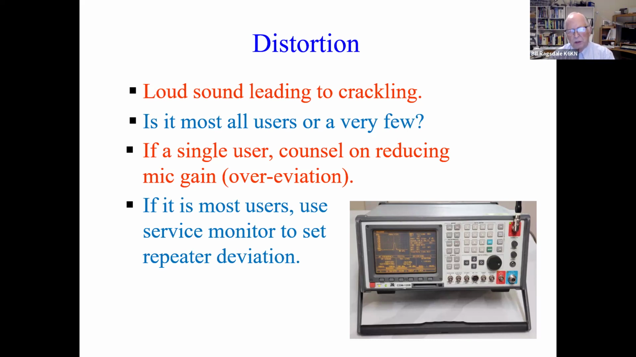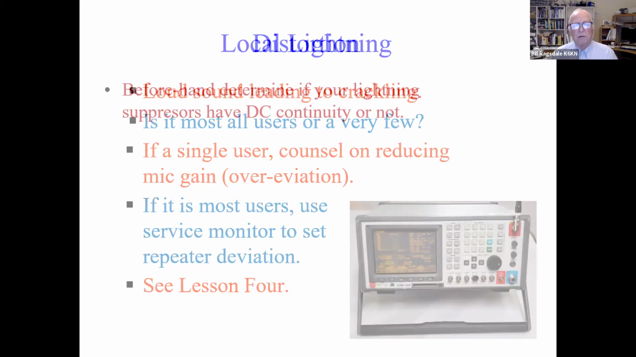So you're running the service monitor in what they call full duplex. It is transmitting and receiving at the same time, but it is a standard signal going out, and it also then makes correct, precise measurements coming in. And so you would set your repeater with a 5 kilohertz deviation going into the repeater. You want a 5 kilohertz deviation coming out, and then you are right on the money. This is all covered in lesson 4.